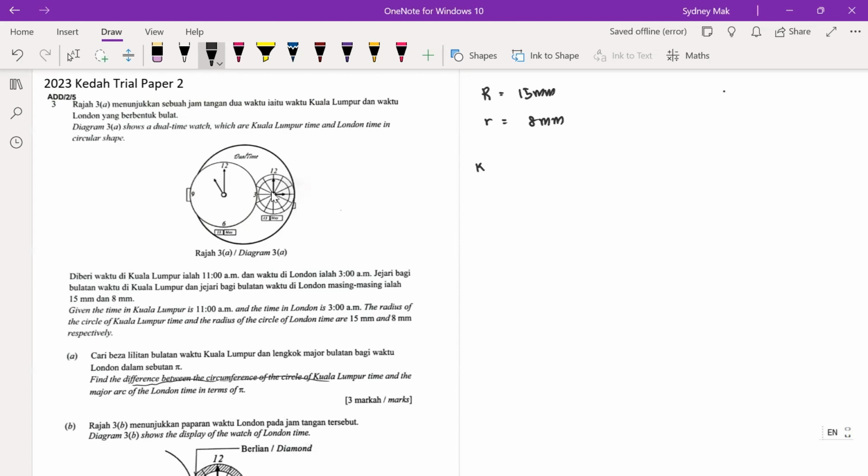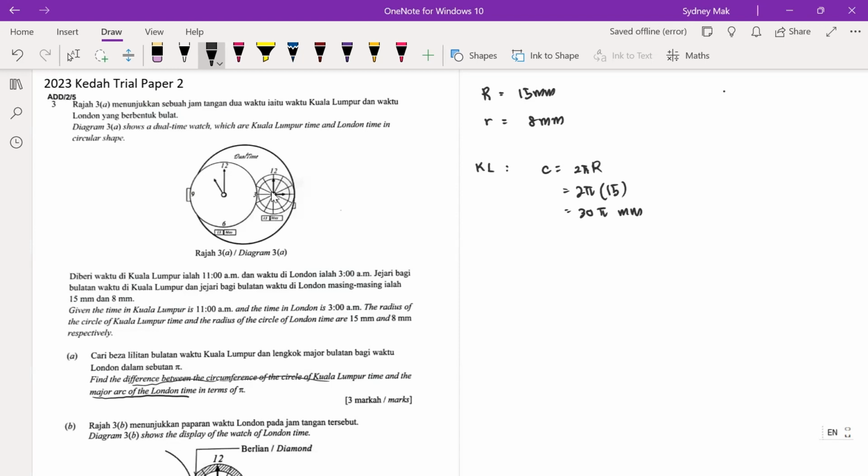and the major arc of the London time. That means for the KL time, the circumference is 2 pi r, which is 2 pi times r, 15 mm. Because it says in terms of pi, we just leave the pi alone. So 30 pi mm. That is the circumference of the circle, and we need to find the difference between this and the major arc of the London time.